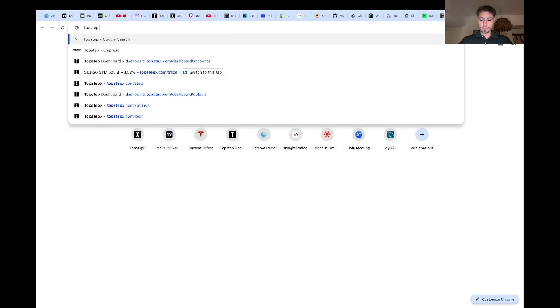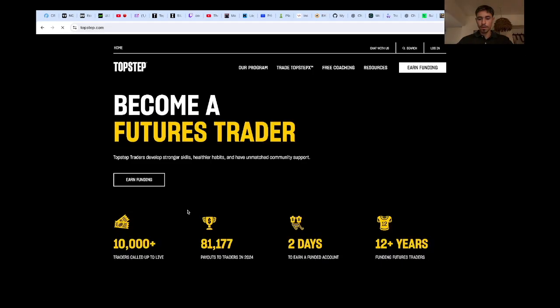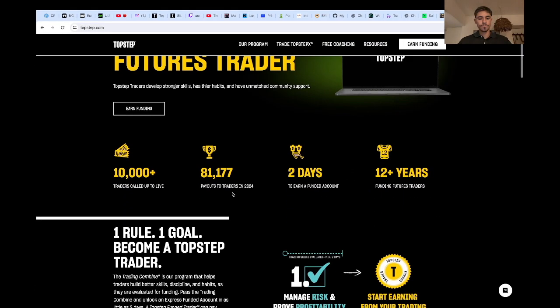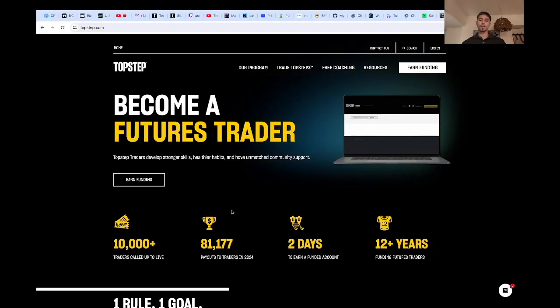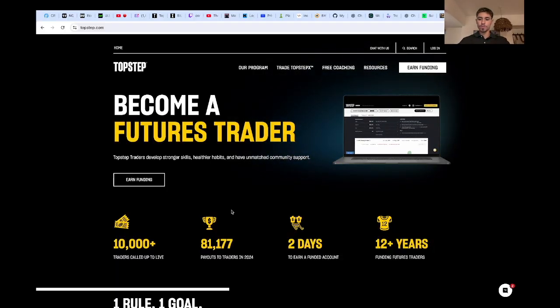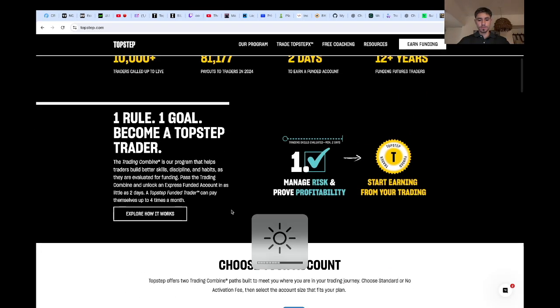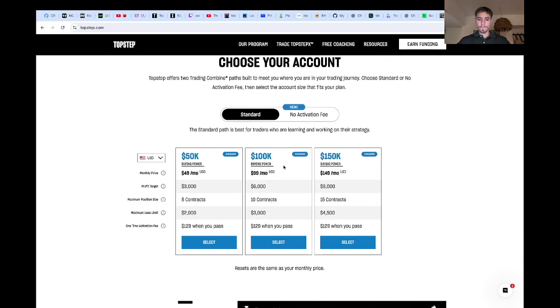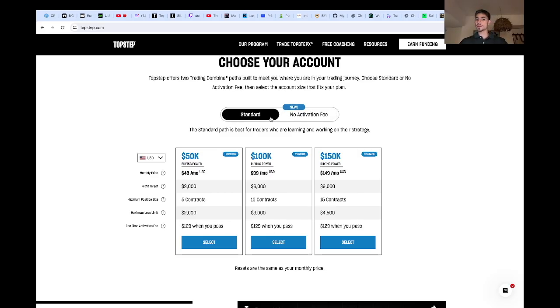We're gonna go here, and I'm gonna show you guys how this works. So you're gonna scroll down. This is basically a prop firm so that you're not putting your own money at risk, right? And if you scroll down, you'll be able to see choose your account. And so they have three different types of accounts. If you're a complete beginner, it's recommended to go standard instead of no activation fee. I'll let you guys know the difference of the two right now.